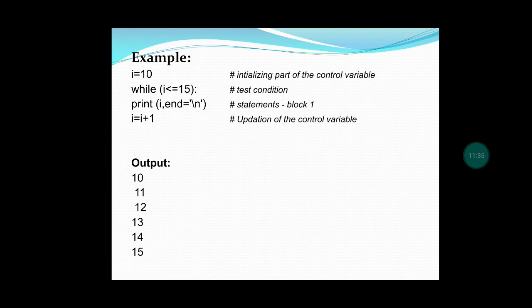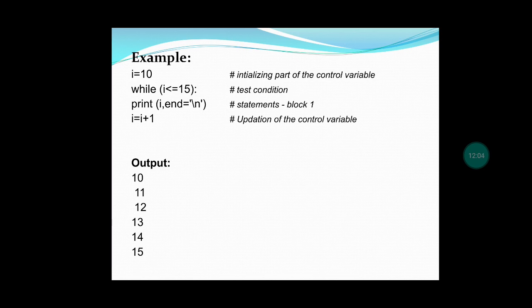Then i = i + 1: 15 plus 1 is 16. We check the condition: 16 <= 15 means false. So it comes out of the loop. The output of this program will be 10, 11, 12, 13, 14 and 15. So in this example, we clearly understand the while loop.